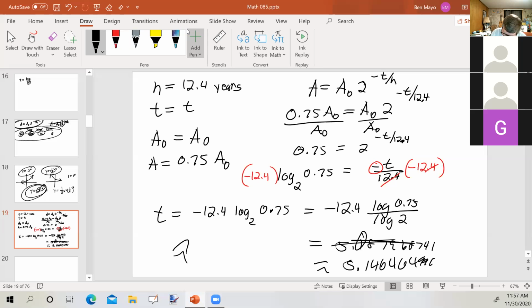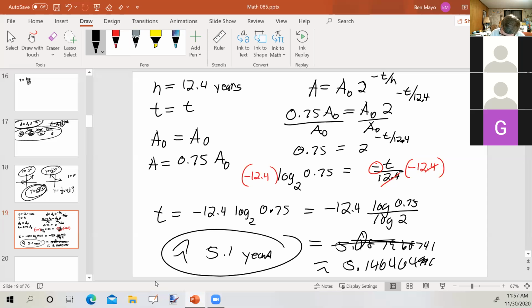5.146464991, which rounded off to the nearest tenth becomes 5.1 years. Okay, so the 4 would round down. Sorry about that. Like I said, I put a 5 in there when I should have put a 4 in. Calculator error, operator error. Okay, are you all right with this problem? Any questions? I'm okay, thank you.